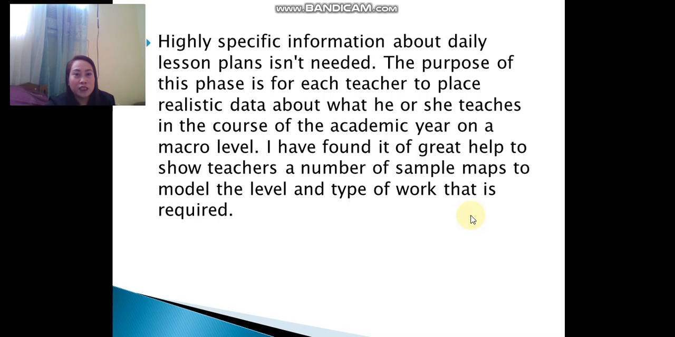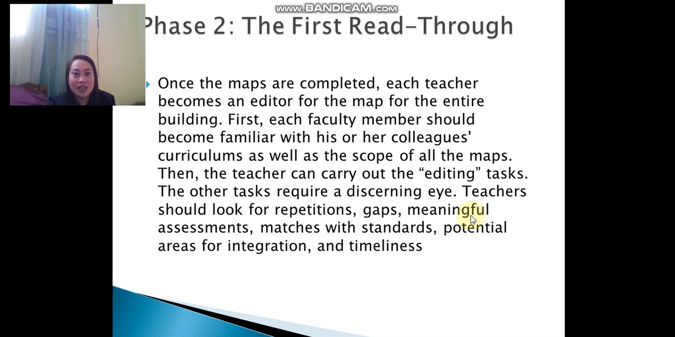The purpose of this phase is for the teacher to place realistic data about what he or she teaches in the course of the academic year on the macro level. I have found it a great help to show teachers a number of sample maps to model the level and the type of work that is required.